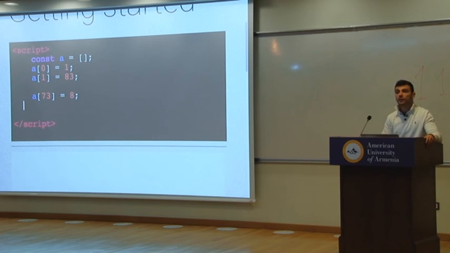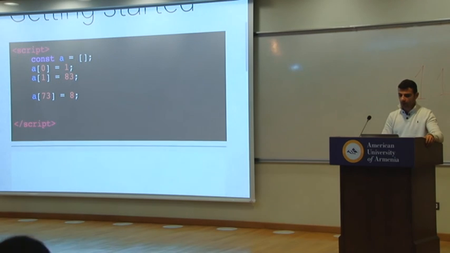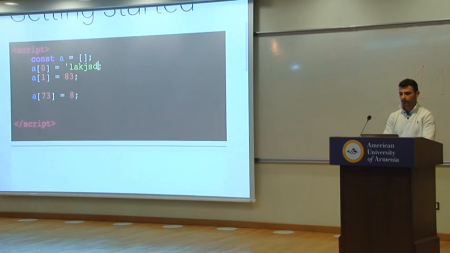Yes? What would be the value of A for undefined? Exactly. So anytime in JavaScript you think of something as empty, it has no value, assume that we mean undefined. Yeah, exactly. Okay, so just as you understand then that this array can have numbers, this array can also have text, right?